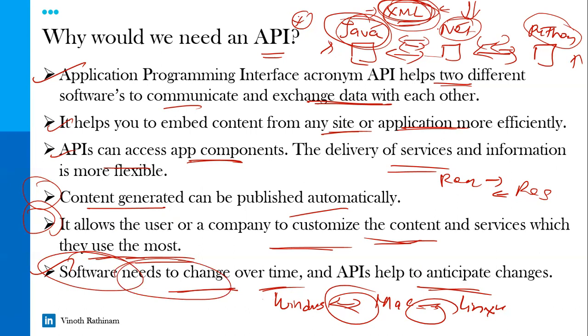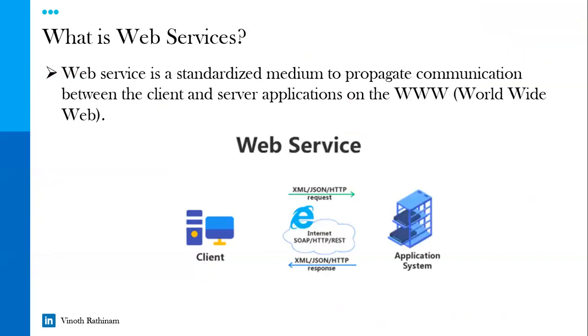Whenever you make any changes, we have to make sure the data exchange is not affected. That is why we need an API, because it says that to communicate between these two, you have to follow this format. If you follow this format, irrespective of the programming language or the operating system, I can communicate with them. So that is the main reason we need an API.